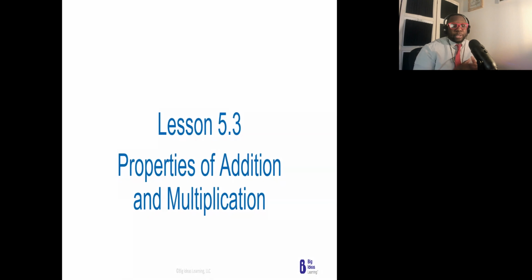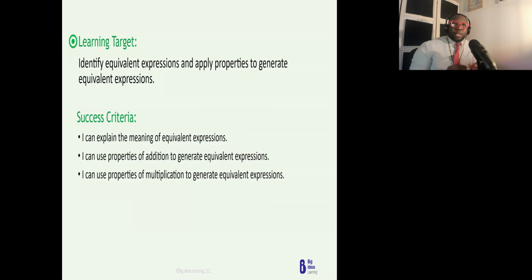In this lesson, lesson 5.3 for Math 6, we're going to learn about the properties of addition and the properties of multiplication. Our learning target for today, our learning objective, is that we want to be able to identify equivalent expressions and apply properties to generate equivalent expressions.